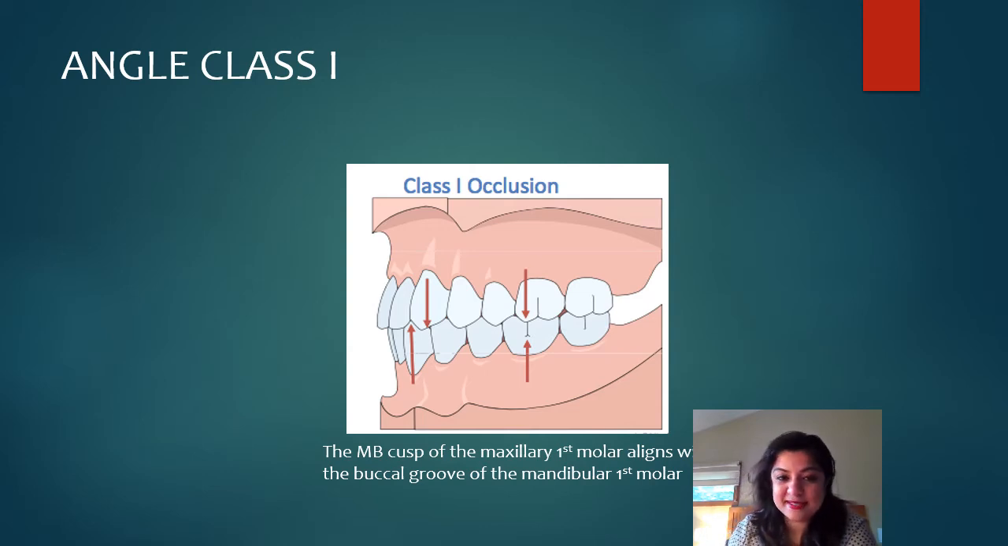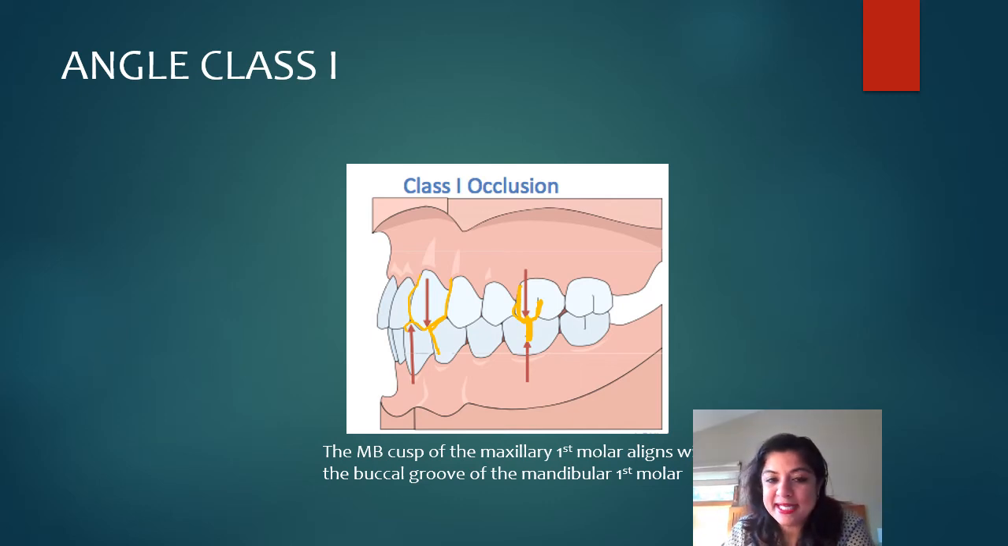They'll show you a picture like this and they'll ask you, is this class 1, is this class 2, is this class 3? The most important thing in class 1 I need you to note right here is that the mesiobuccal cusp, this cusp right here of the upper maxillary molar, is sitting in the lower mandibular groove. So the mesiobuccal cusp of the maxillary first molar aligns with the buccal groove of the mandibular first molar. And the canine, as you can see, the upper canine is sitting in between the lower canine and the premolar right here in this fashion.